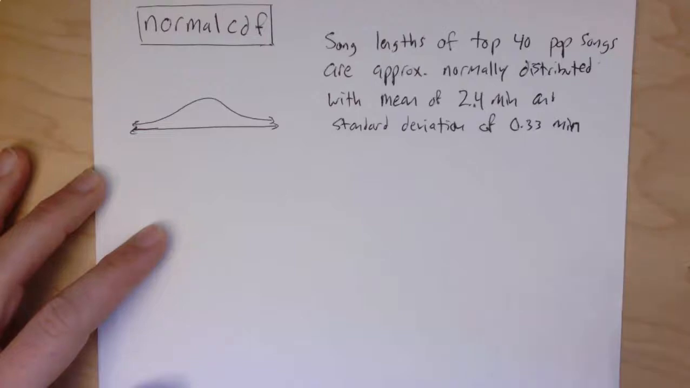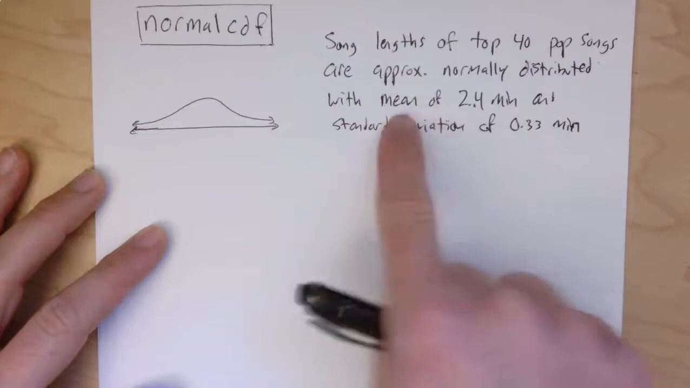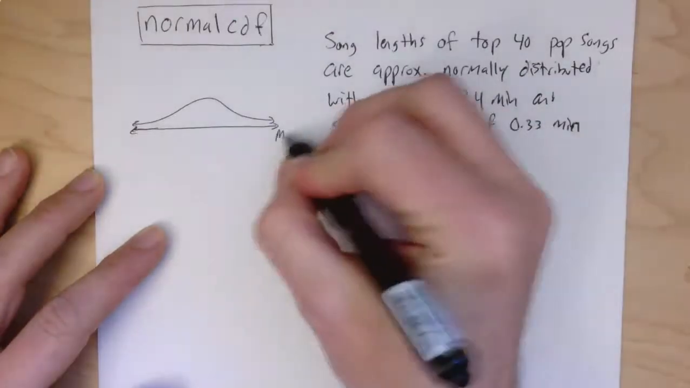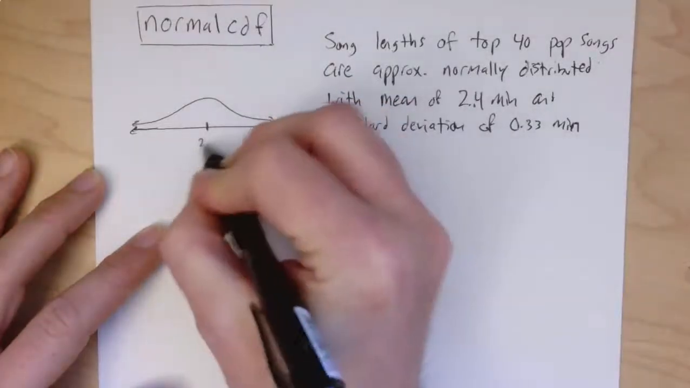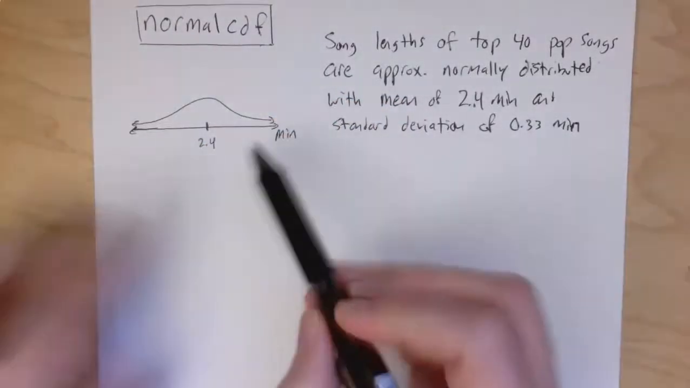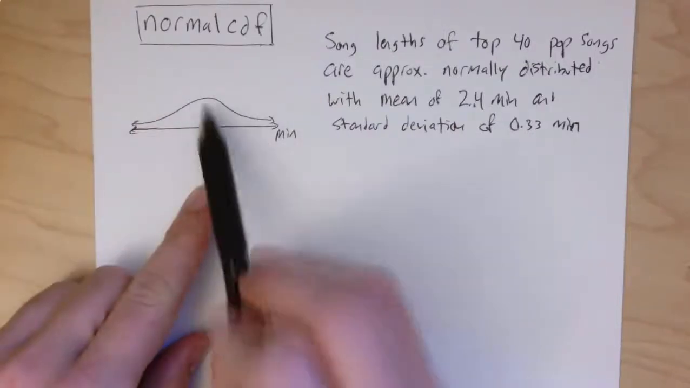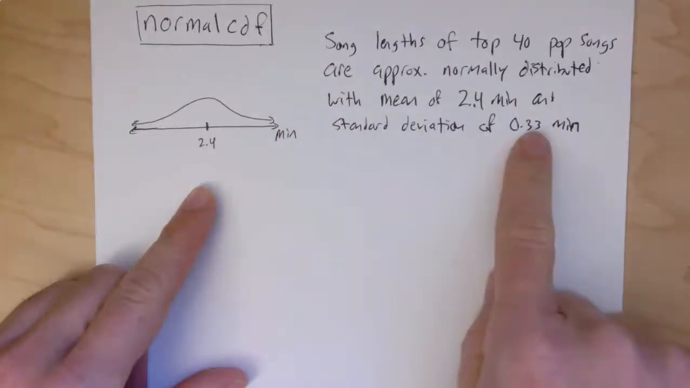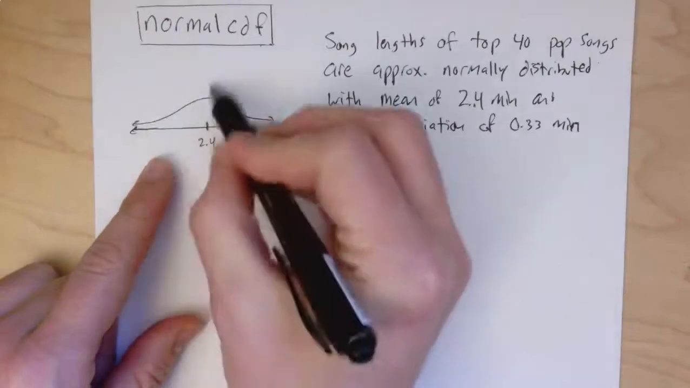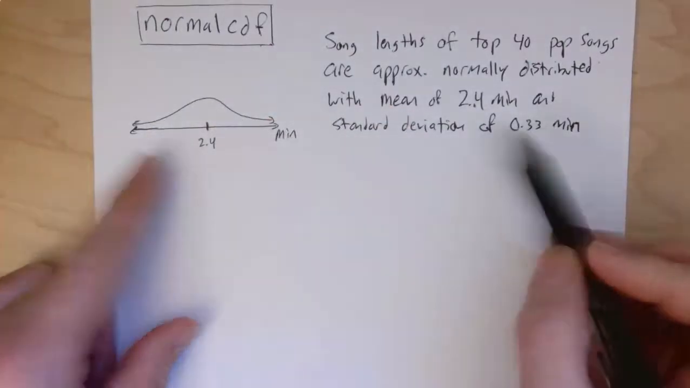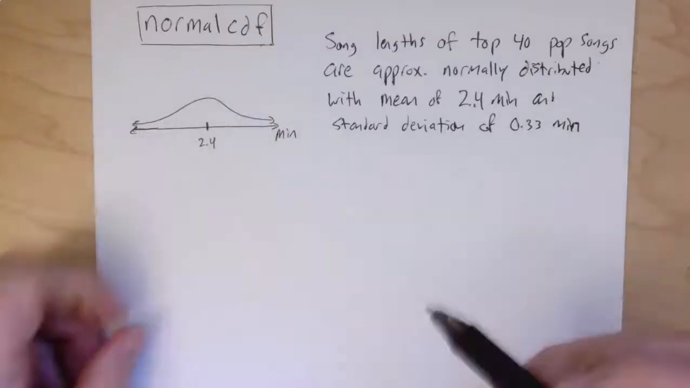If we don't make this a standard normal curve, then the units of the x-axis are whatever units the mean and standard deviation are in. So here it would be minutes, which is the length of the song. So we'd have the mean here at 2.4, and then the standard deviation controls how tightly the hump is happening right at the mean. If we made 0.33 smaller, the hump would be taller. If we made this larger, the spread around the mean is larger, and so we would have a more flattened out hump.